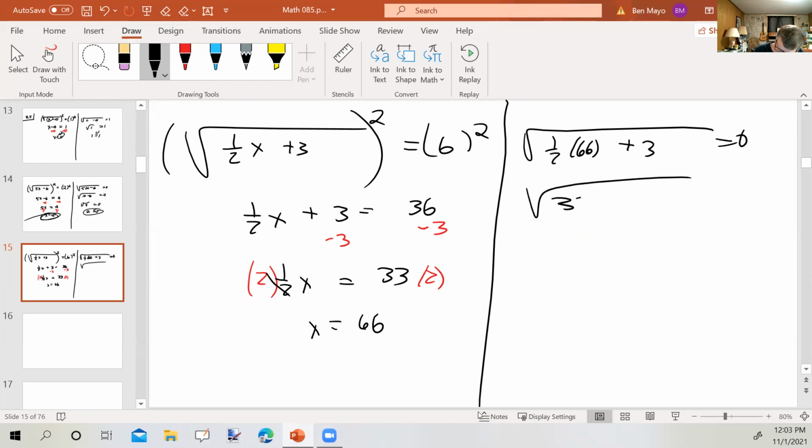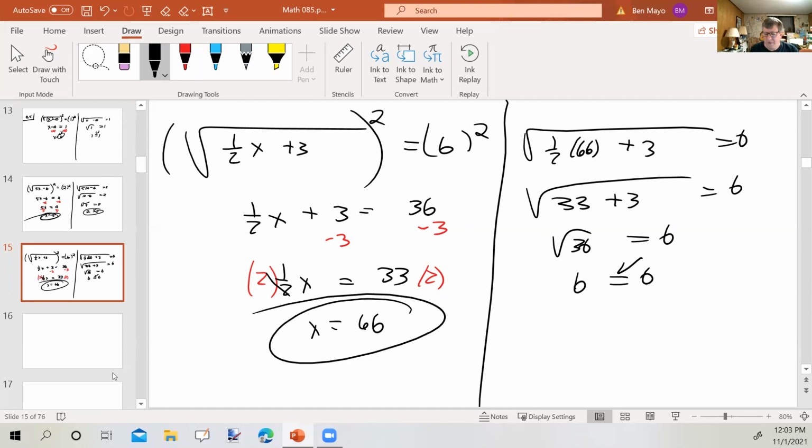And again, let's check our work. 1/2 times 66 is 33. 33 plus 3 is 36. The square root of 36 is 6. 6 equals 6. So the solution checks.